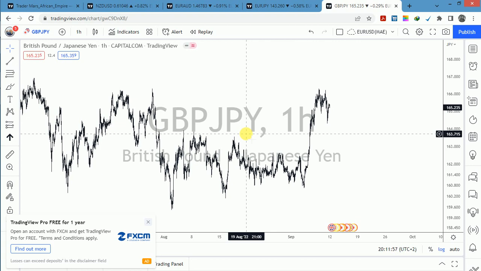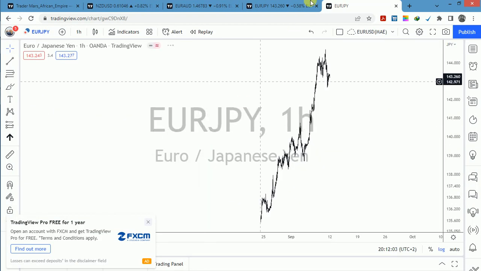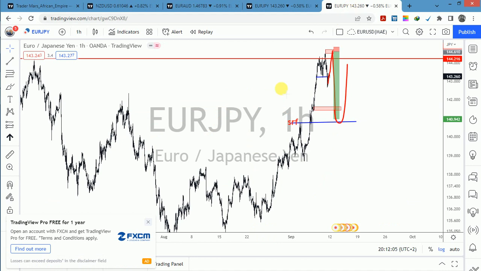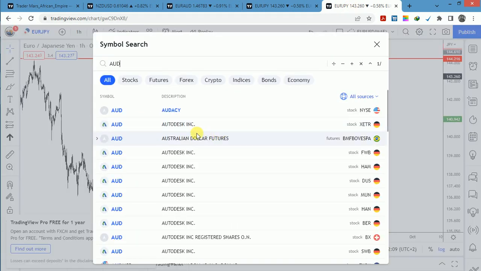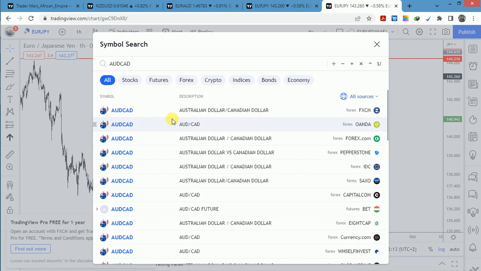What else can I look into? What is there? EURJPY. What is there on EURJPY? Oh, I just looked into EURJPY. AUDs. What can I get from AUD? AUDCAD. What's there on AUDCAD?